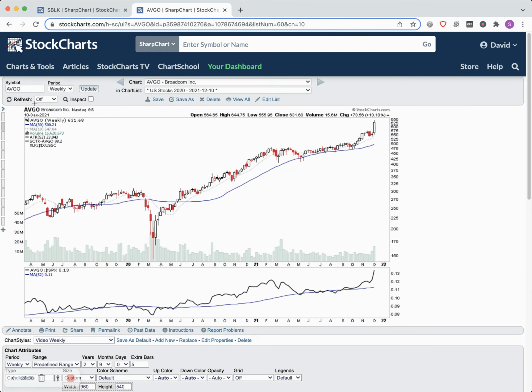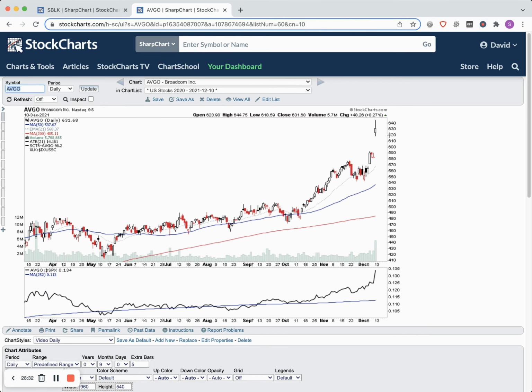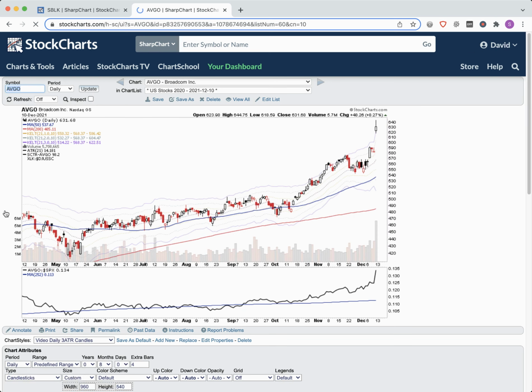Let's get back to the daily. So I'd want to see how this one then forms up around here. But it is obviously short term, fairly extended. But like we said, extended is a relative term. It can get less extended quite quickly as it starts to, if it consolidates for a little while around this high volume close, the moving averages and the ATR bands will start to catch up.